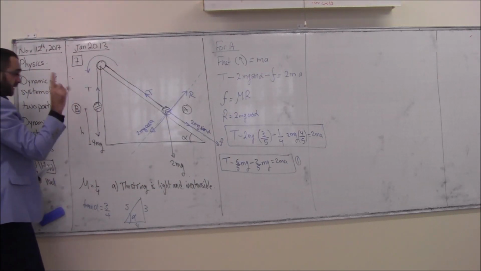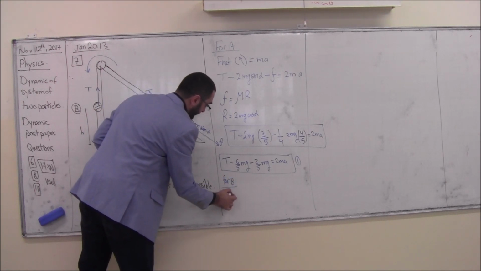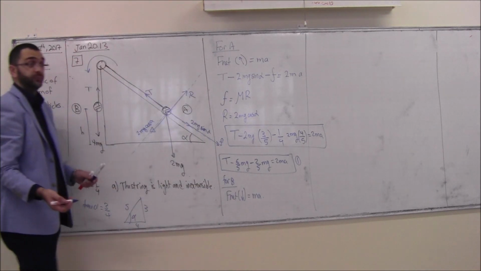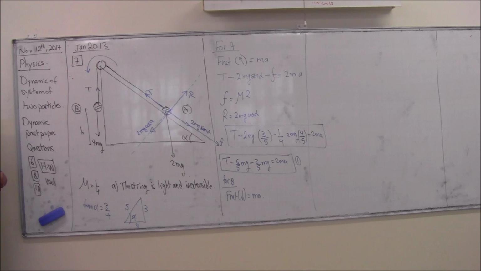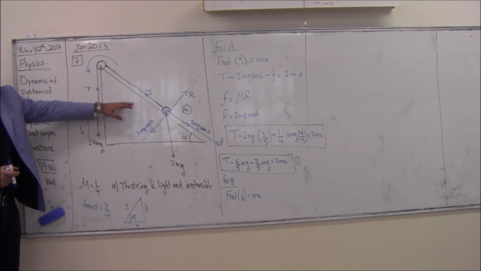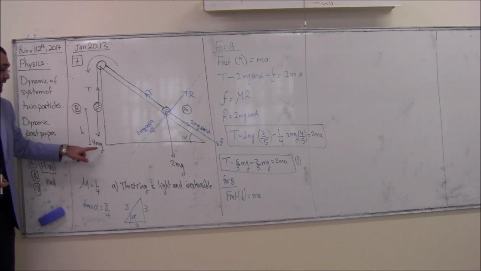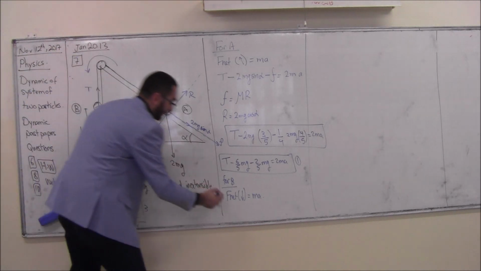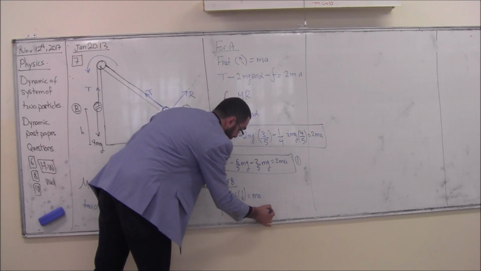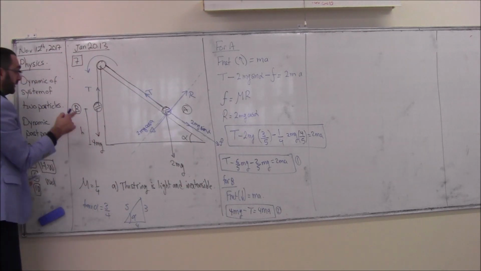Now for B. Net force downward equals ma. It's very simple. The motion is downward, so we have 4mg minus T equals 4m times a. This is the equation of motion for B.